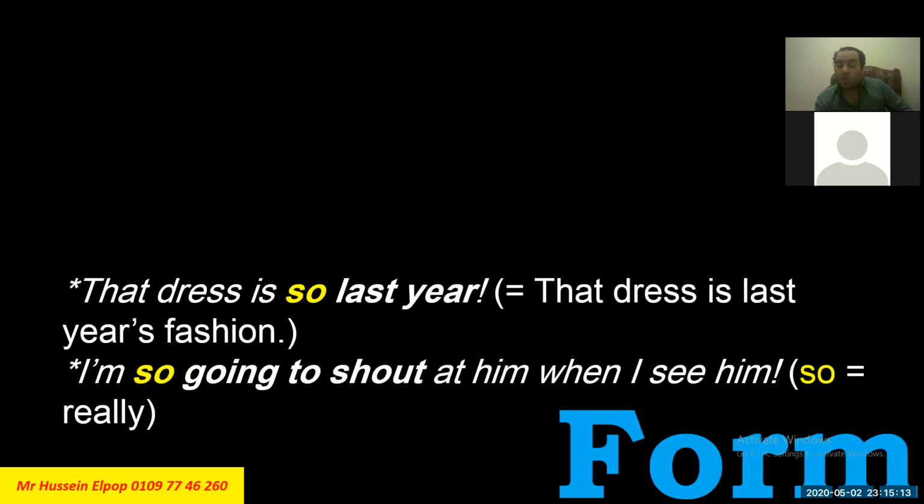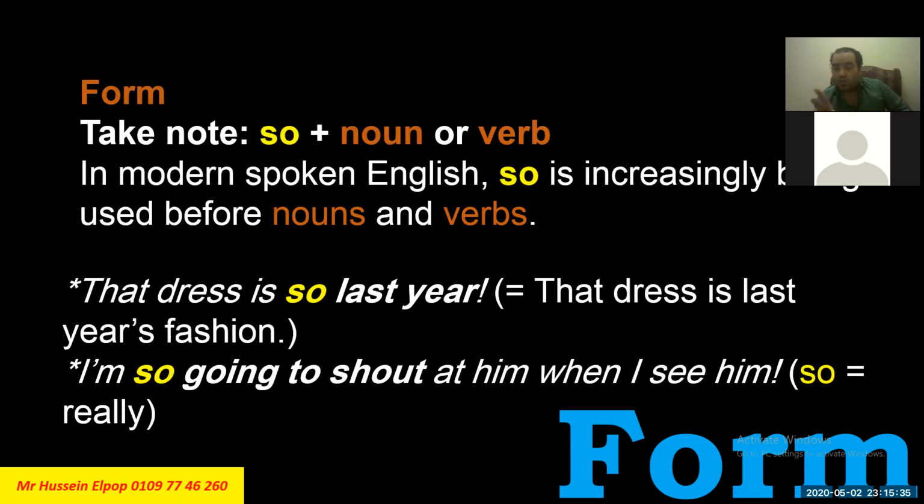The dress is so last year. I'm so going to shout at him when I see him. What does this mean? That dress is old-fashioned. So here so has a new meaning in modern English. We use so plus noun or verb so that it means really. So I'm really going to shout at him. This is in modern English only.